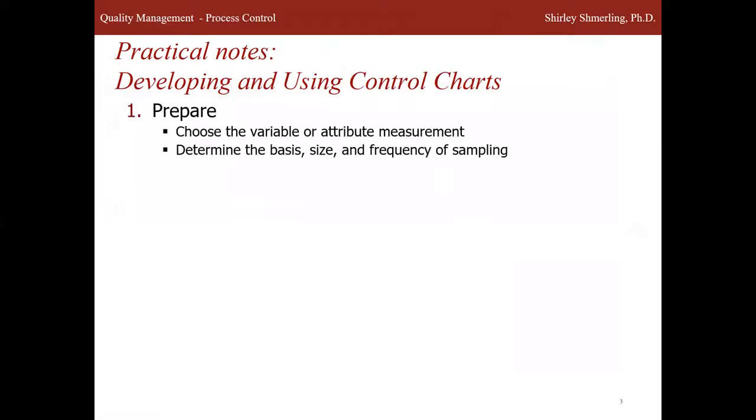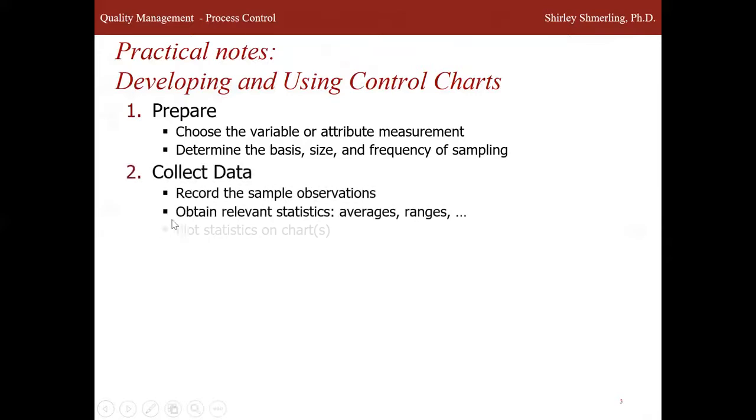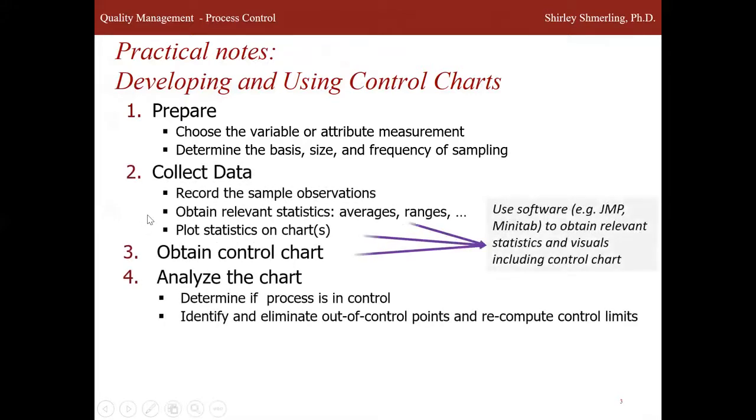So one more thing before we finish, just to summarize everything. When we have a process, we need to choose which variable, whether it's variable or attribute measurements, we want to look at, and determine the basis, the size, and the frequency of the sampling. We prepare the data, we record the data, we collect it, and we obtain relevant statistics, we do some charts, we obtain a control chart and analyze it as needed. And this can all be done using some software.